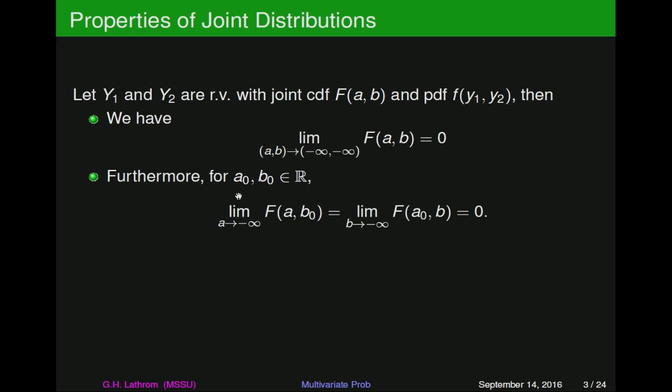And if in addition we pick two numbers, a sub naught and b sub naught, as real numbers, then in the case that we hold b constant at b sub naught and then let a head off to negative infinity, we get 0. But also, if we hold a constant at a naught and let b head off to negative infinity, we'll also get 0. Then finally, if we take the limit as a and b both head off to infinity, then that will give us a limit of 1.